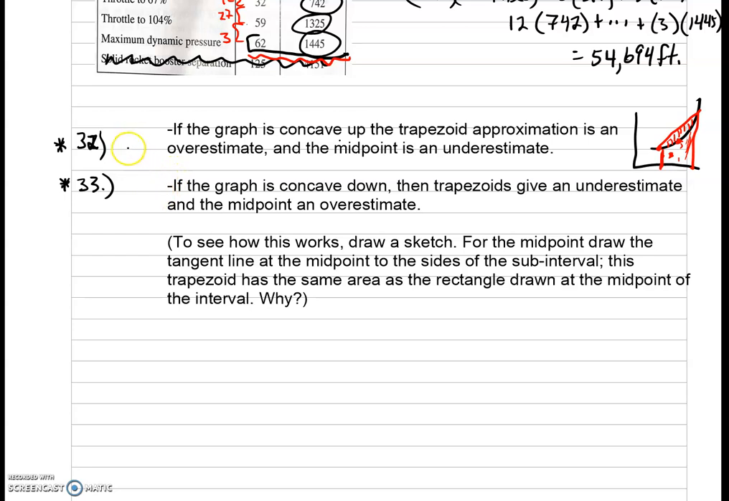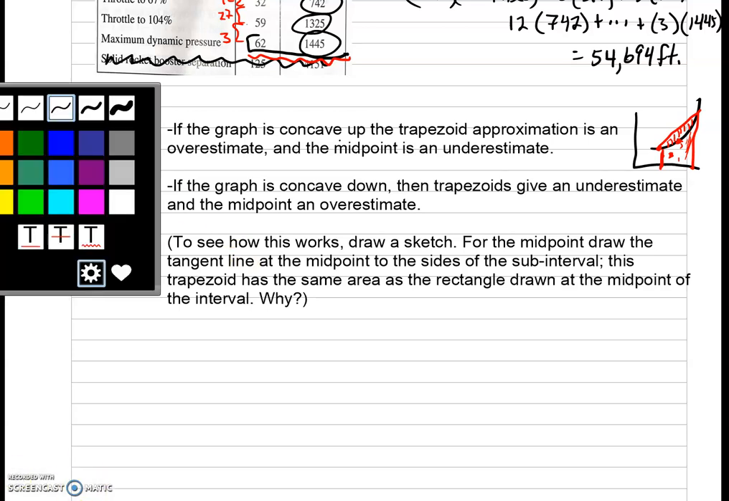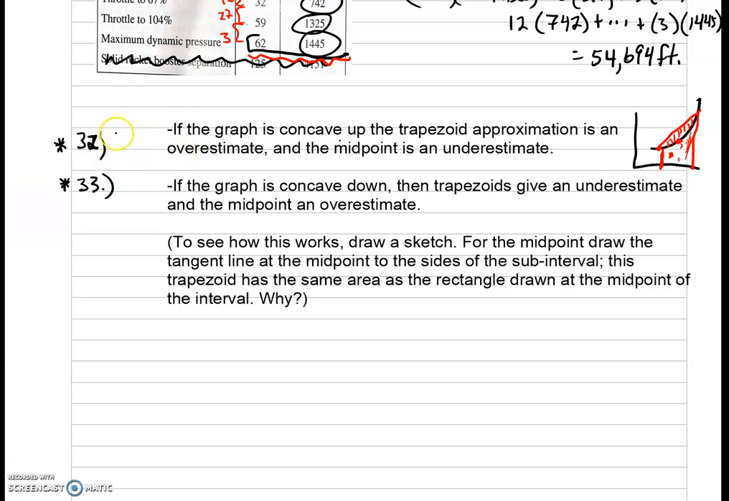So in this case, for number 32, the answer is C. In this case, we cannot rely on that being true. We don't know if the midpoint will indeed be less than (L sub n plus R sub n) all over 2.